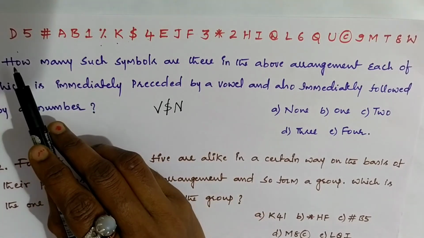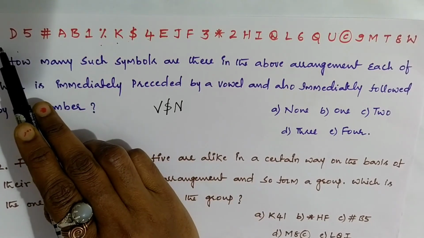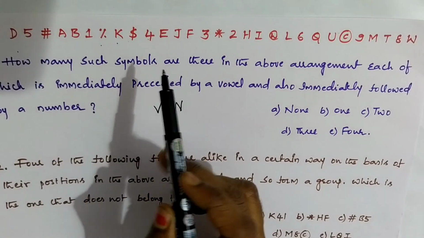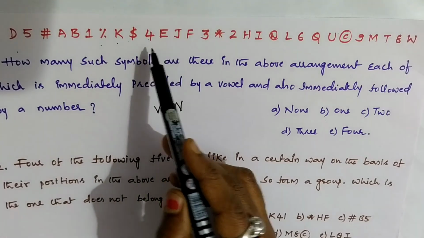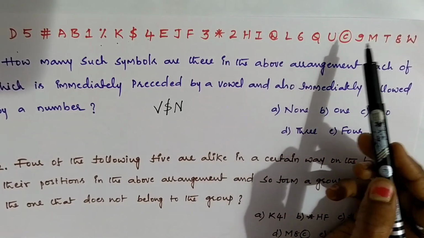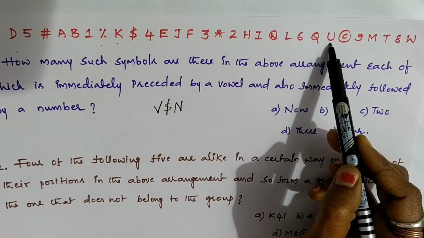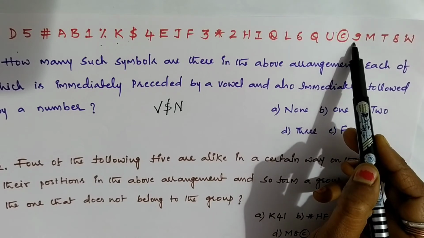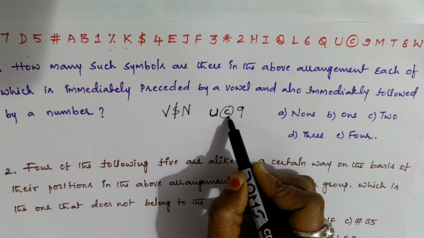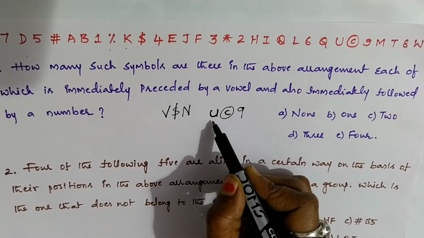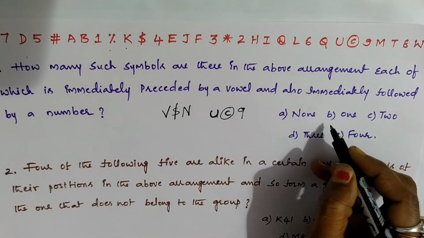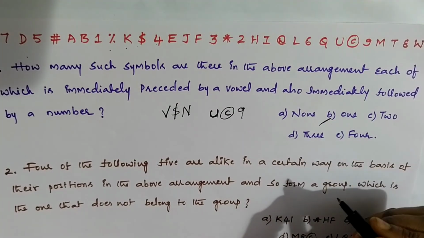Check in the series. First, find out vowels. A, next symbol is not there. E, J, no. I, symbol, number not there. Okay. Vowel, symbol, number. Only one is there. U, symbol and number. Only one combination is there. Answer is B. Okay. Next question.